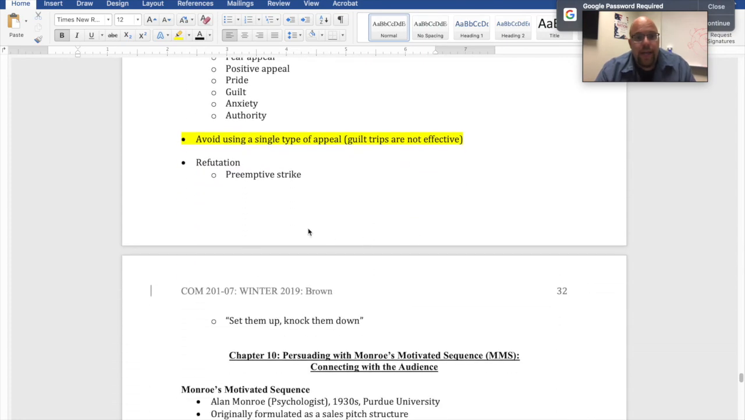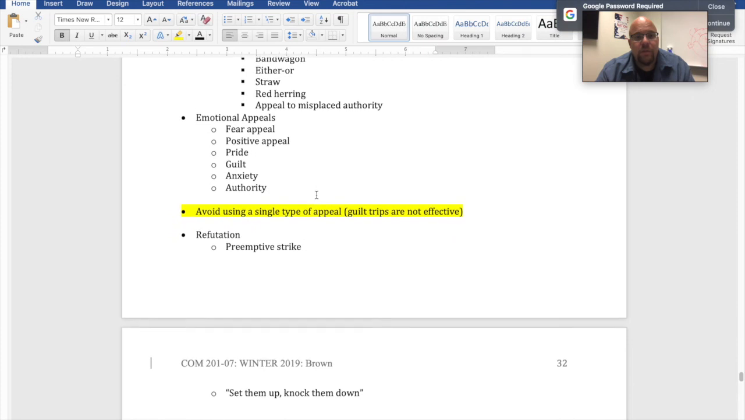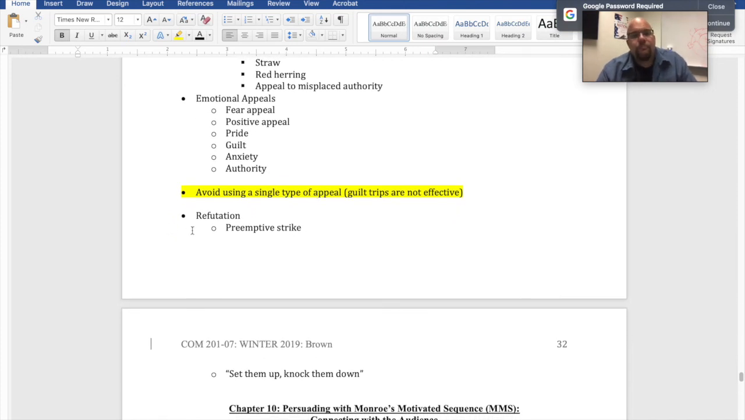Okay, last thing for the persuasion chapter here is refutation. Now, when you are delivering a persuasive speech of any kind, there's going to be an alternative side, at least one. There's usually more than that. But if it's pro-life, pro-choice, there's a clear alternative. If it's pro-gun control or not, then there's a clear alternative.